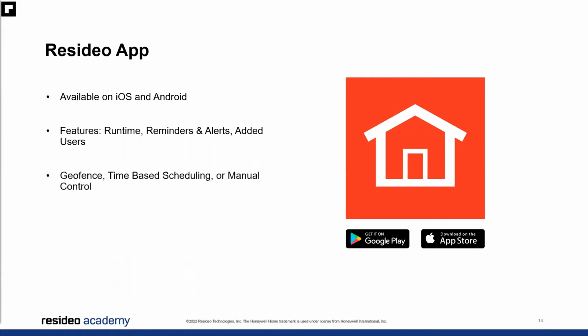Geofencing, time-based scheduling, or manual control. So this is for pretty much all of our thermostats that use the Resideo app. They have these different types of scheduling options, so you get the flexibility there. You can also access multiple locations and devices in the one app. So let's say they have multiple homes, or they have a zone system where they have multiple thermostats in the home. You can easily manage all those devices in that one app.